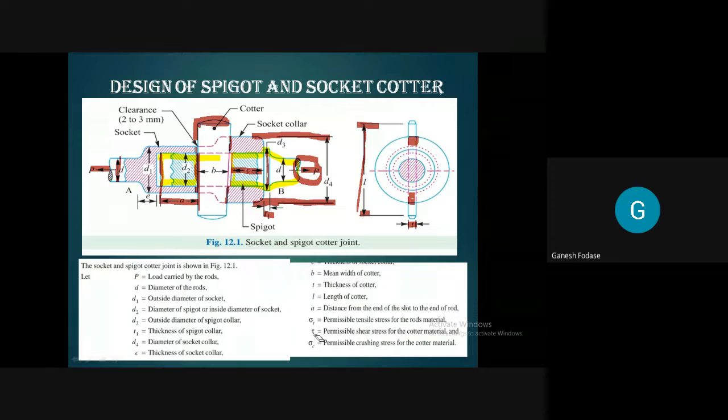What notation are you using? Tau only? What are you calling it? Yes, sir, tau, tau only. Okay, some people call this tau like this. I'm saying tau, and crushing stress is sigma C. So sigma C, sigma T, and tau are the permissible crushing, tensile, and shear stresses.